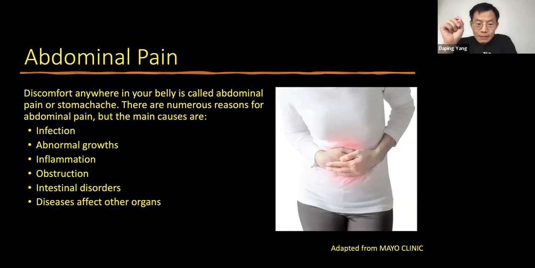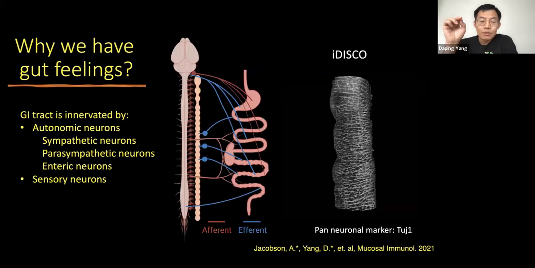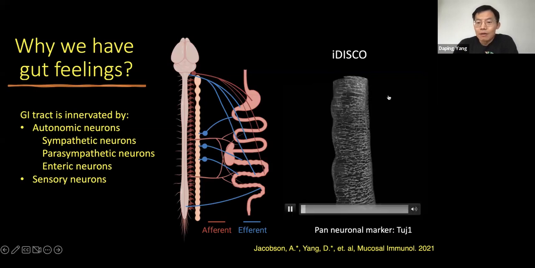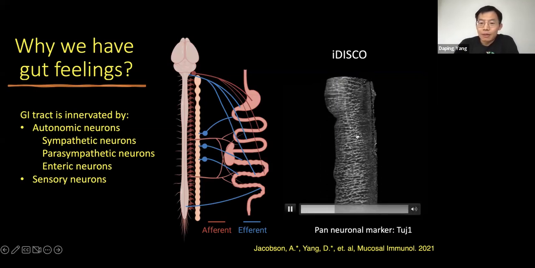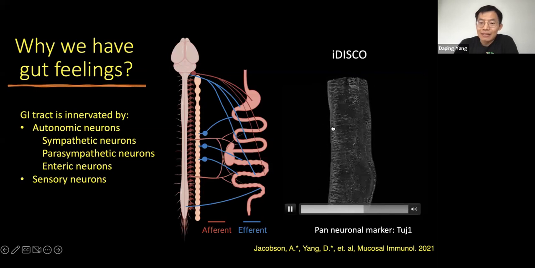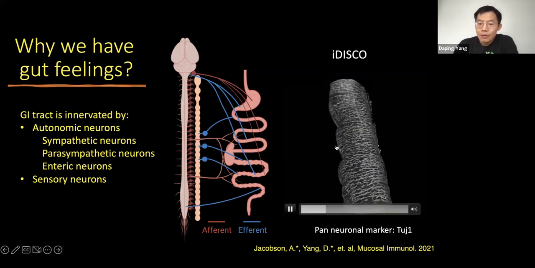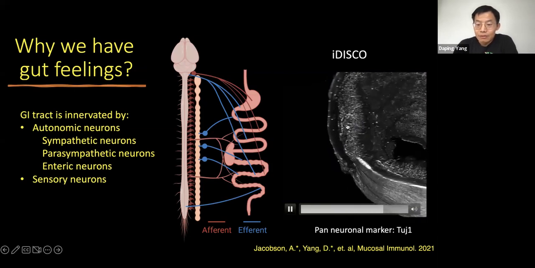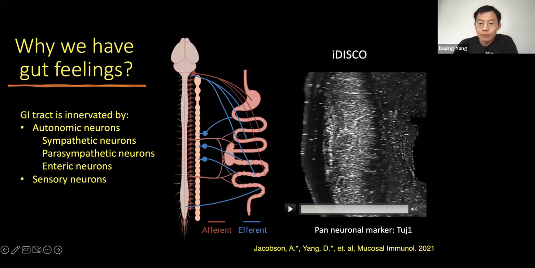But I'm very curious: except for serving as an alarm, does abdominal pain also contribute to the regulation of other functions of gastrointestinal barrier functions? So the first question is why we have gut feelings. Using the technique of IDISCO staining, you can see from here that the gut is densely innervated by neurons, and the neurons innervate all gut layers, from the muscle layer, mucous layer, all the way up to the epithelial layer.